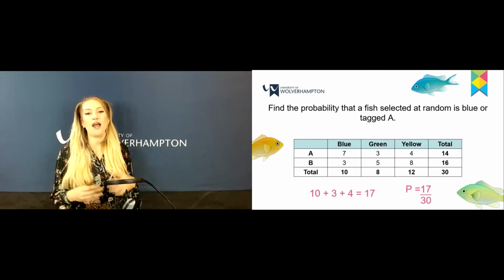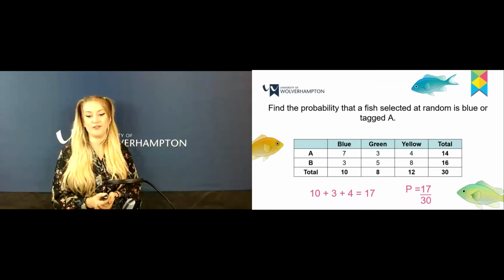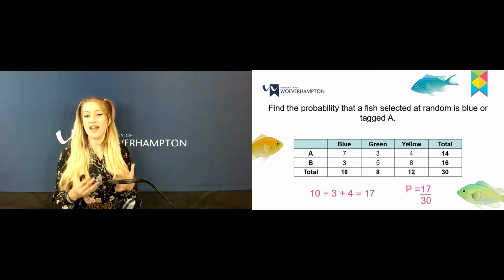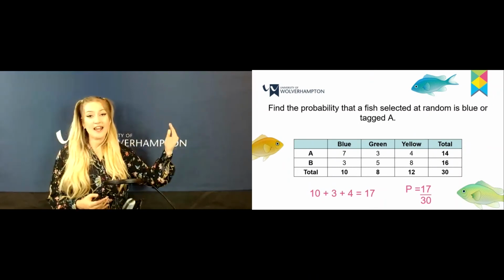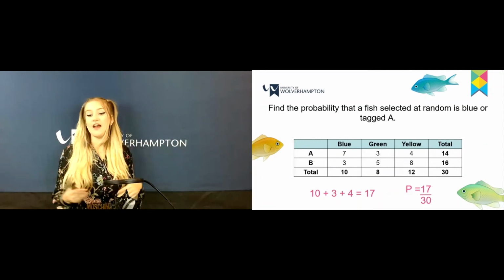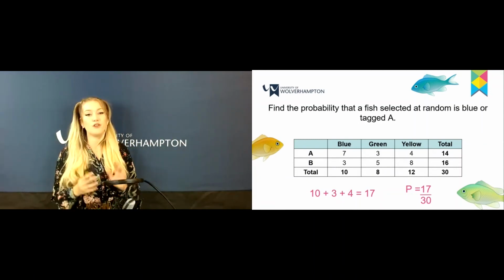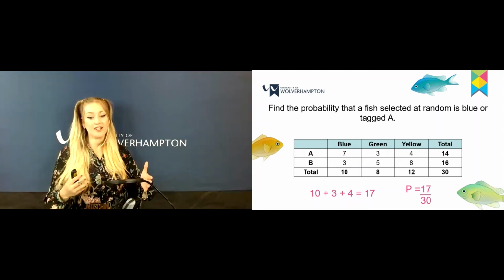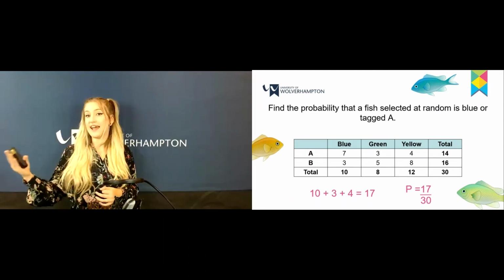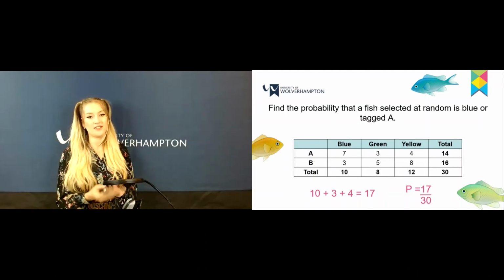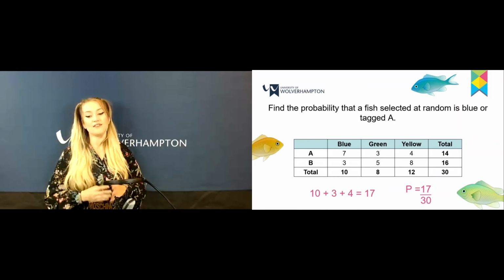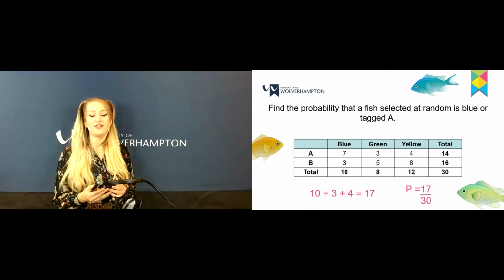So first of all, we have to try and add up all our possible outcomes. So we can see that we have a total of 10 blue fish. And then when we look at fish that are tagged A, we can see there's 3 green fish that are tagged A and 4 yellow fish that are tagged A. So we have to add the combined total of blue fish, which is 10, plus green A fish, which is 3, plus yellow A fish, which is 4, which gives us a total of 17. And then we write that as 17 over 30, as 30 is the total amount of fish that we have. And that is the probability that we will pick a fish of one of these categories.